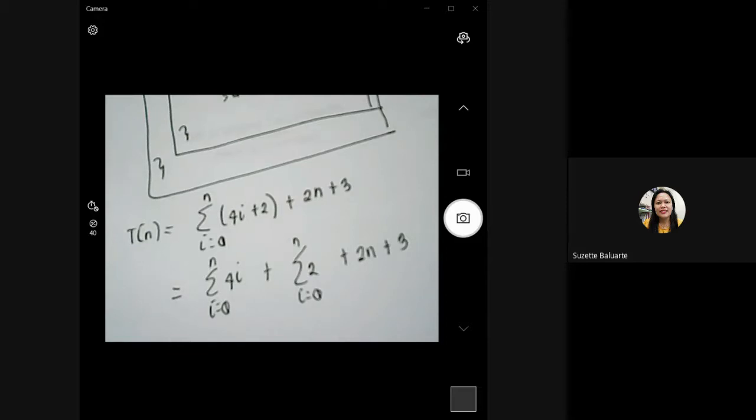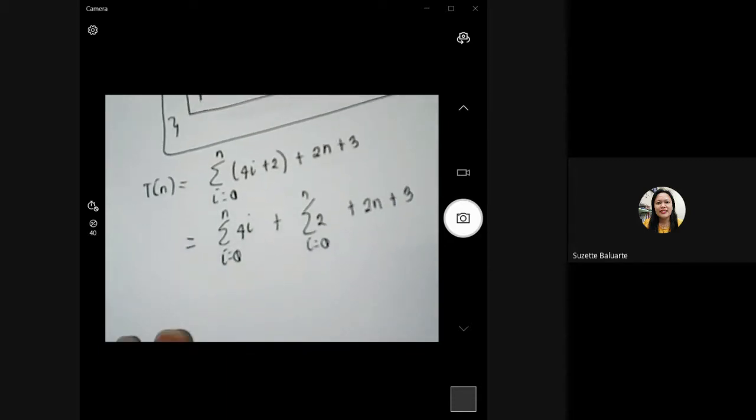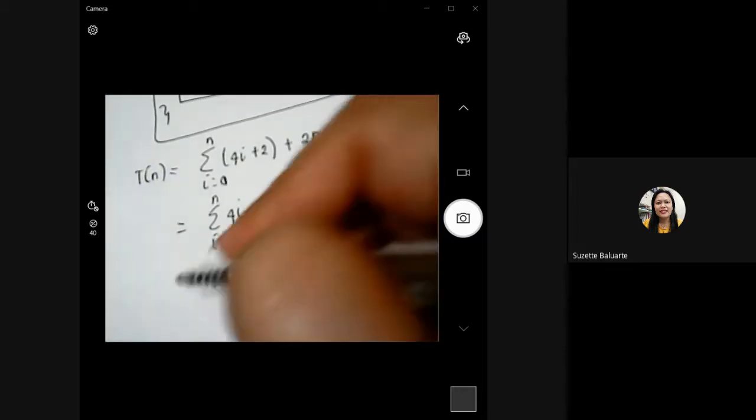Okay, para you can still get the idea, and probably after this, I will give you a set work that you are going to pass on the LMS. So I'll give you time to work on it para ma-practice more. Okay? So in that case, we will proceed.